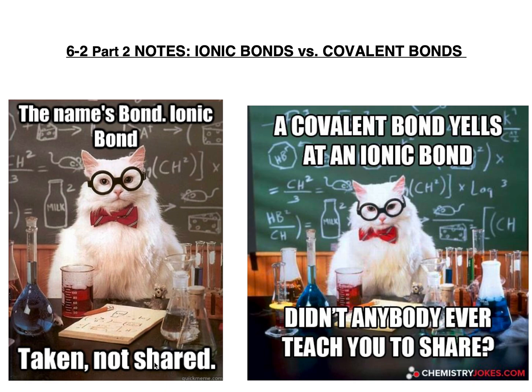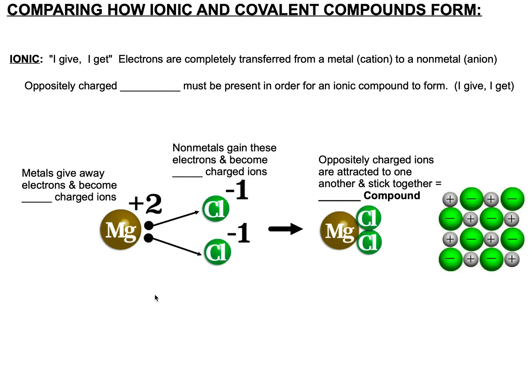not shared. So ionic bonds, they don't share. They either give up or take electrons. Covalent is different. Covalent shares. A covalent bond yells at an ionic bond, "Didn't anyone ever teach you to share?" That's the difference. Ionic bonds give up electrons or get electrons. So you can think ionic, letter I there, I give or I get.